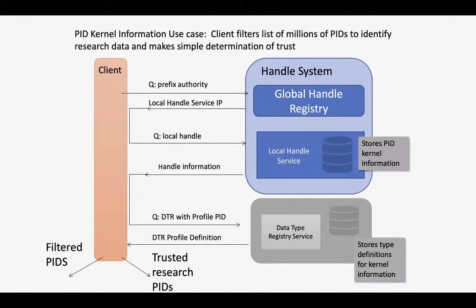The client would talk to a global handle registry, which would point it at a local handle registry. You can see this looks very much like the DNS type services now, where a global registry points to a local registry. That would get then the handle information, which is some state data. Here, it would then check the DTR profile, the data type registry, to be sure that it could understand the data and had definitions of the data types, which then it could do some filtering and decide which ones are trusted data objects and which ones need to be filtered out.